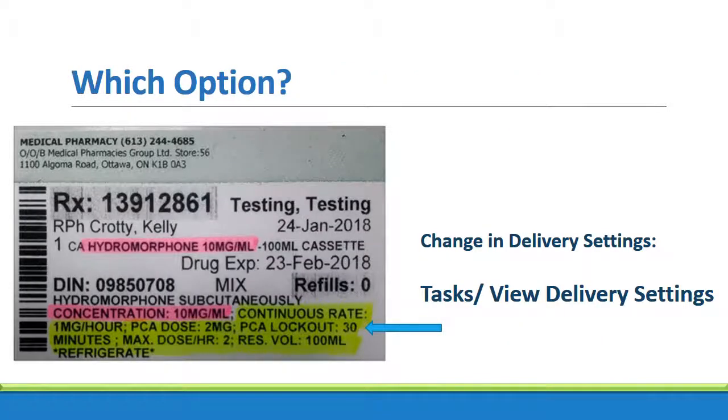The portion highlighted in yellow on the prescription label are all of the components that make up the delivery settings. The prescription instructions are written using the pump language and are in the same sequence they appear on the pump screen.